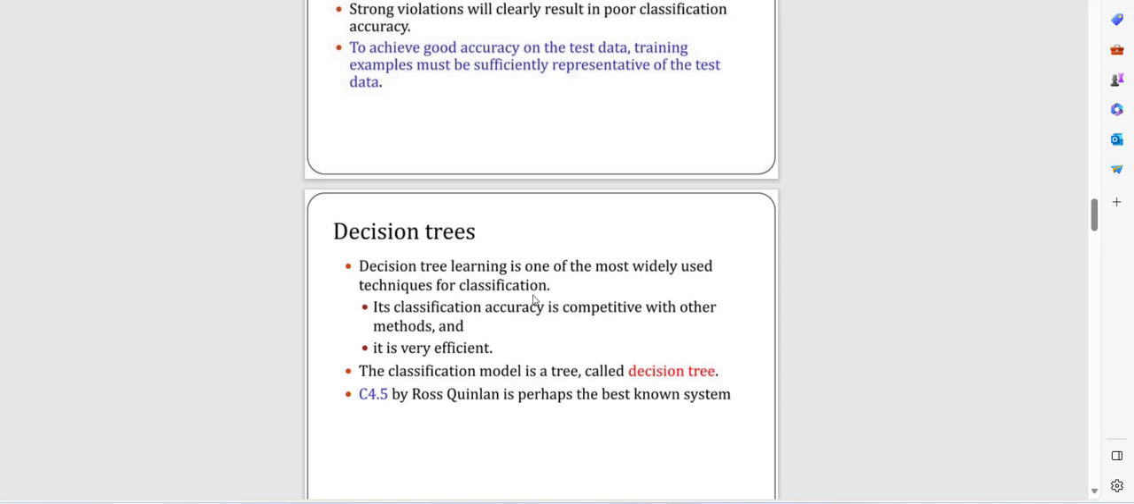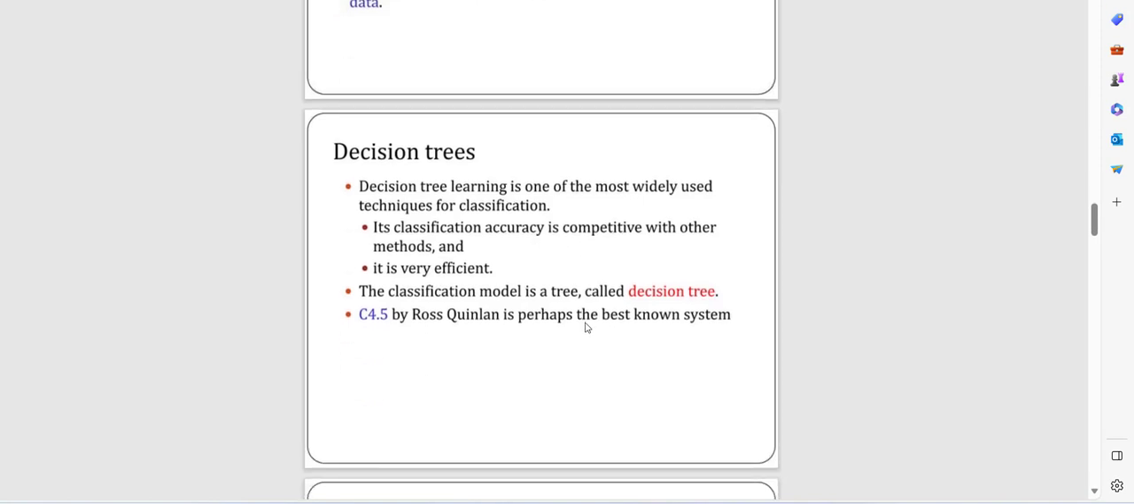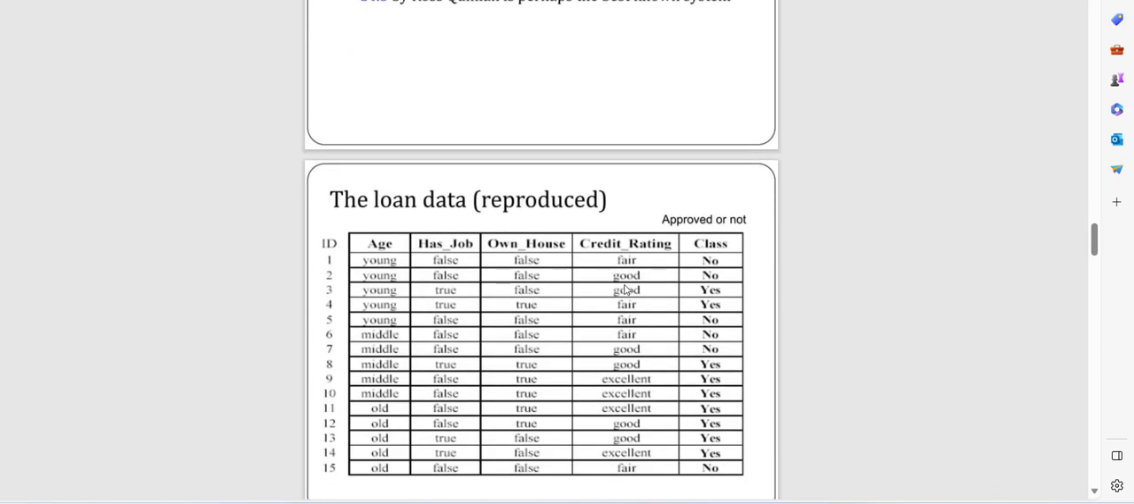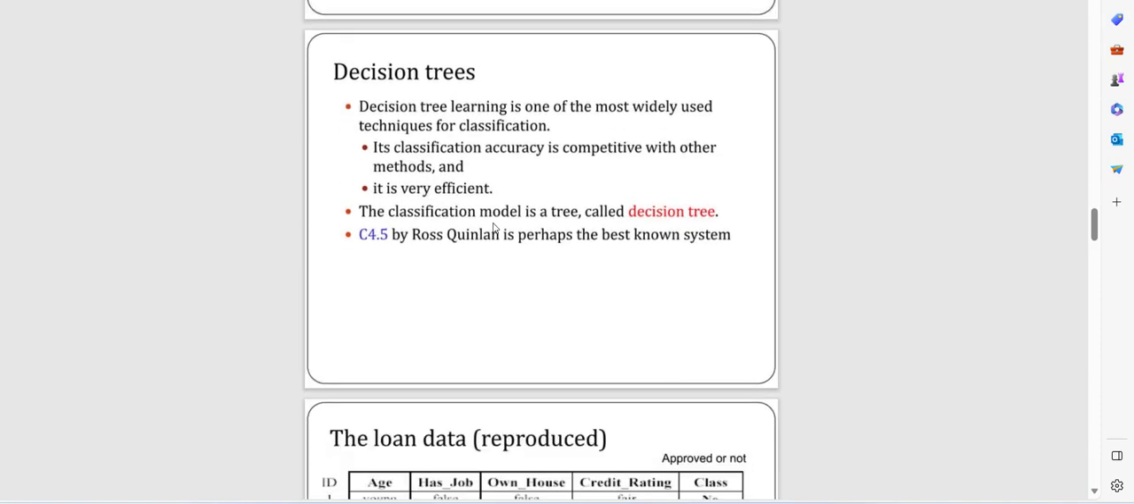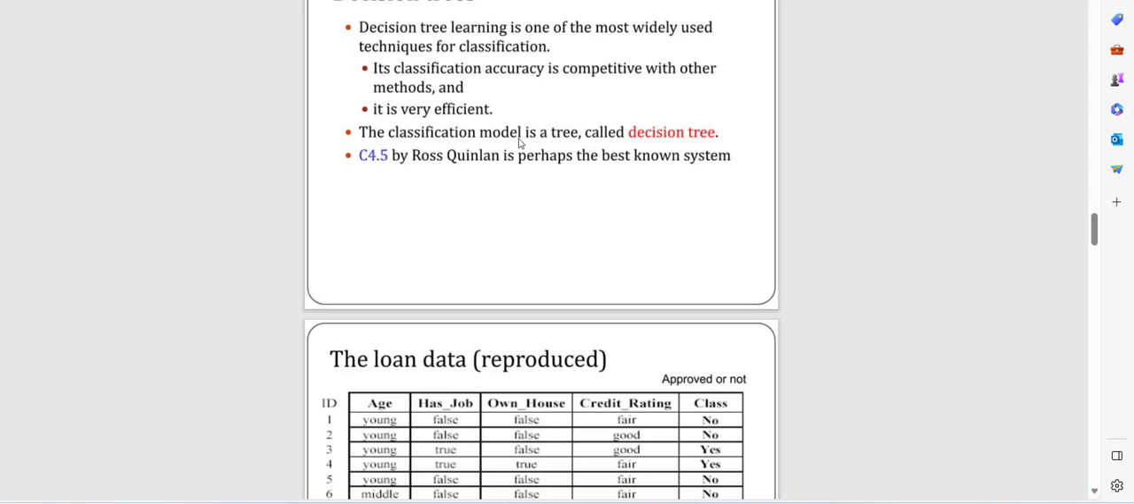So what is the decision tree? Decision tree learning is one of the most widely used techniques for classification. Its classification accuracy is competitive with other methods, and it is very efficient. The classification model is a tree called a decision tree. C4.5 by Ross Quinlan is perhaps the best known system. So how is it going to work? It is going to classify approved and non-approved cases with the help of a decision tree, by making a tree, and then it is going to make the final results.